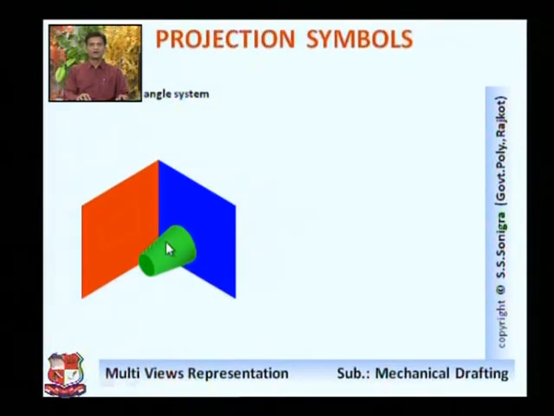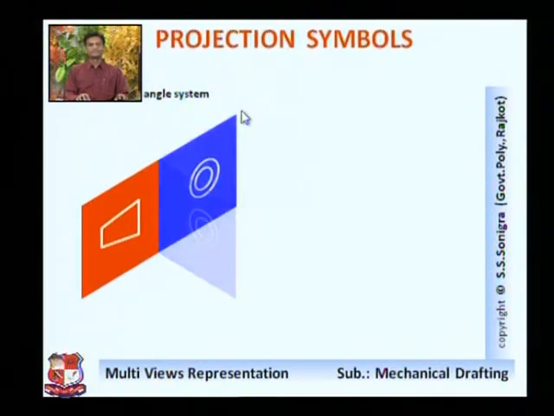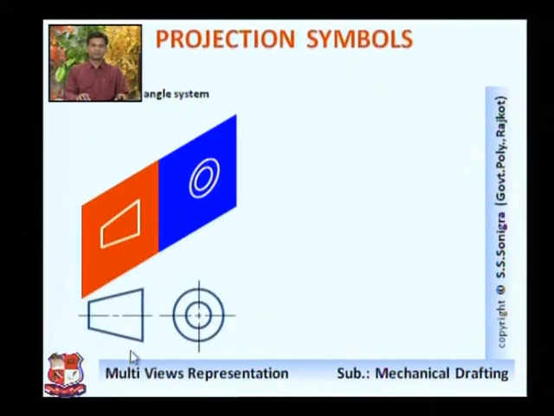So if we look at its front view and side view, as it is lying in the first quadrant, its two views would appear like this. One is over here, another is over here. Two circles are there, and here a trapezoidal shape is there. Now if I open it, this would be its two views, and this is the symbol.